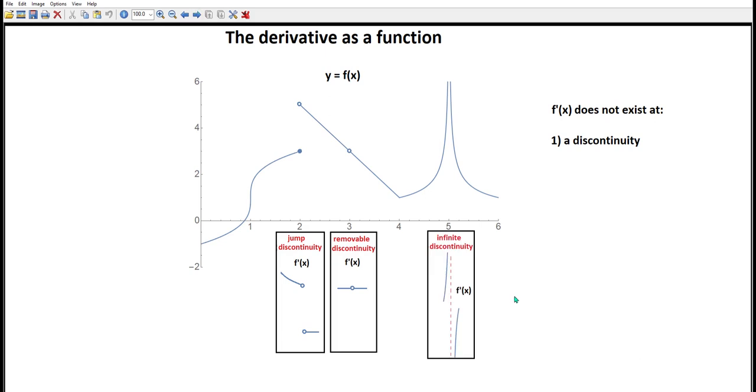At x equals 5, we have what's called an infinite discontinuity. If you look on the left-hand side, you can see that the slopes are huge and positive. If you look on the right-hand side, you can see that the slopes are huge in magnitude and negative. And this is what f prime is going to look like at an infinite discontinuity.